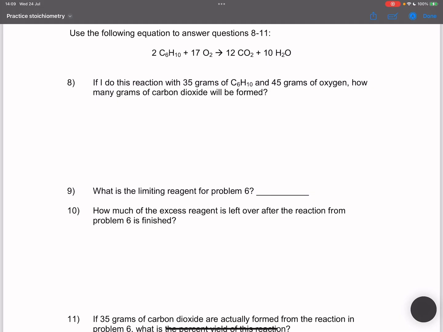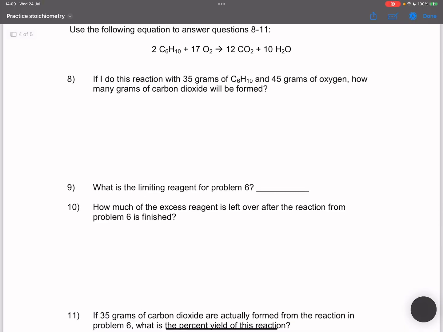I just pulled this off the internet, and it is freely available. They say to us, if I do this reaction, so we've got 2C6H10 plus 17O2, that's definitely a combustion reaction, giving us 12 carbon dioxide and 10 H2O. Now they say if I do this reaction with 35 grams of C6H10, that's hexane in this case, and 45 grams of oxygen, how many grams of carbon dioxide will be formed?